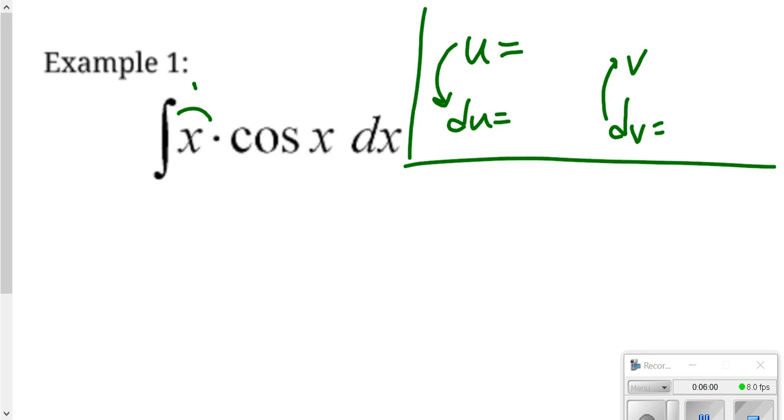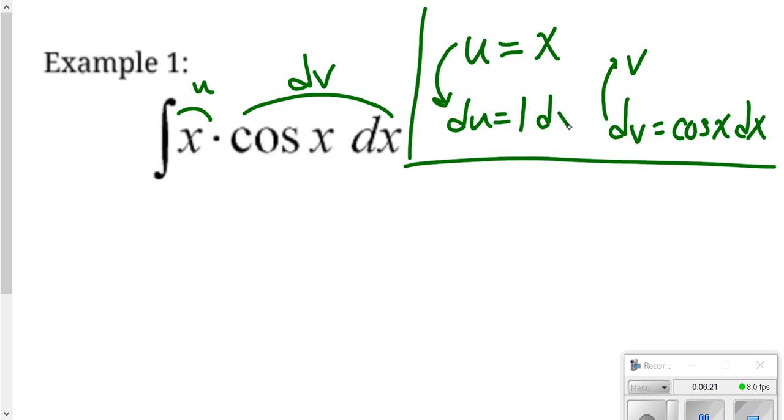In this problem, this is my u, and this part's going to be my dv, and I will show you why. So ideally you want to have something for your u that gets nicer when you take a derivative. So I want to take the derivative of x and just get 1 dx, or just dx. That's nicer. If I had made the x dv, then I'd have to integrate it. It would become 1/2 x squared. That's worse. That's less simple.